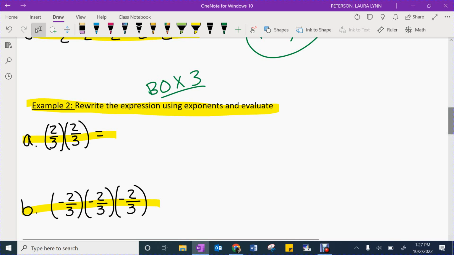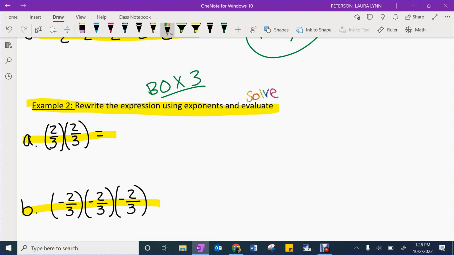Now there's going to be a part C on this question, but I'm not going to scroll to it yet. Please pause the video right now to at least write down the whole directions on example 2 and A and B. Okay, so example 2, it says rewrite the expression using exponents and evaluate. So this is asking us to also solve the multiplication problem.